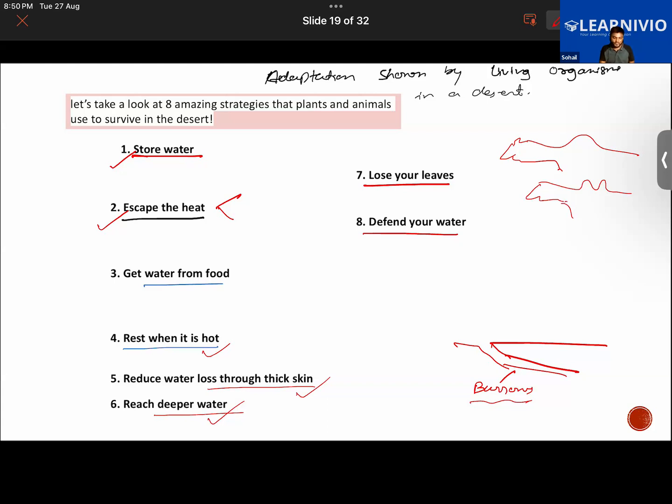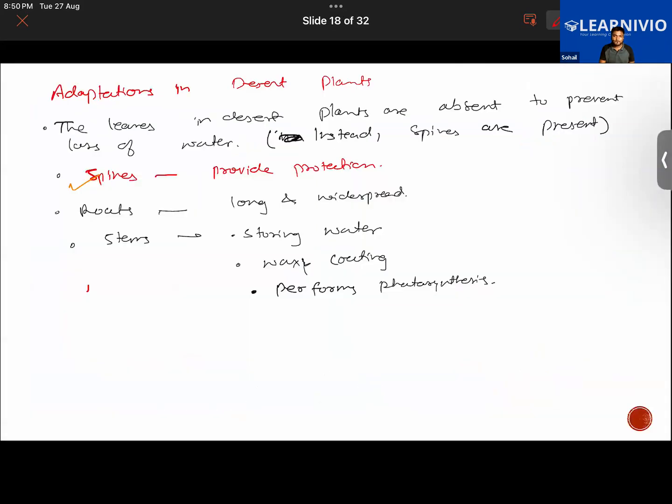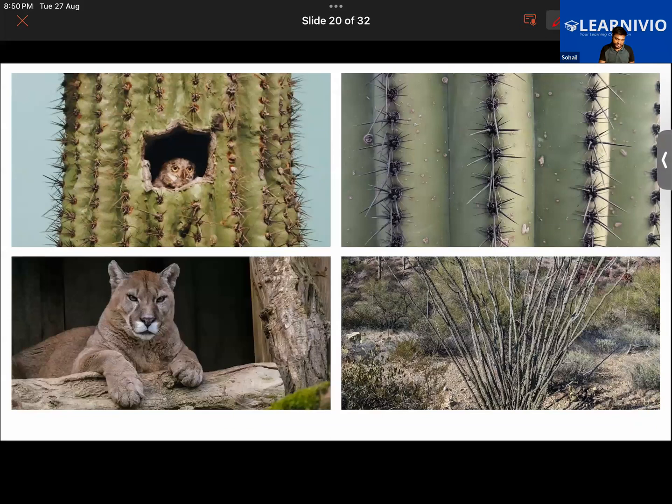Right now, to defend the water present in the stem of the cactus plant, thorns are present. So thorns or spines, yes. Thorns are present for that. Exactly. And instead of leaves, plants have thorns. They are losing their leaves to get thorns, basically. As you can see, this is how the thorns look. Okay.